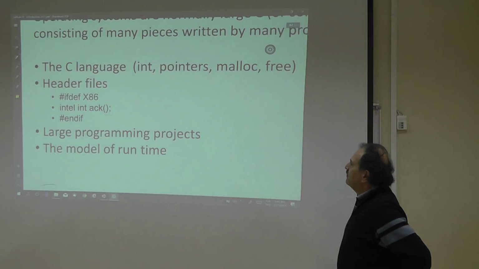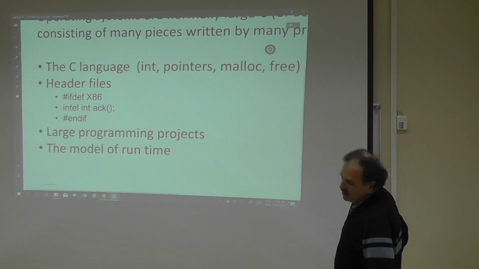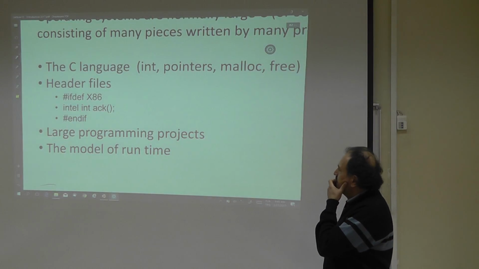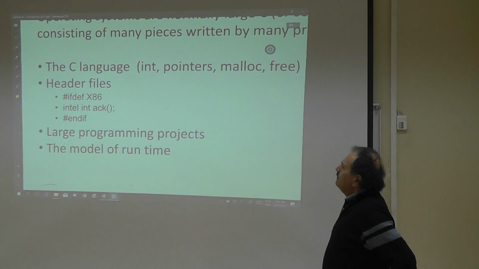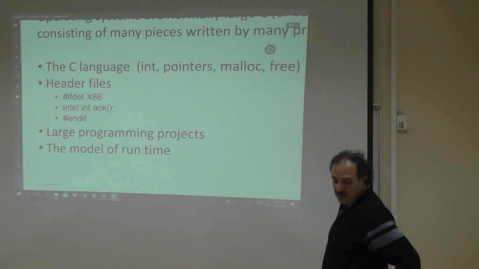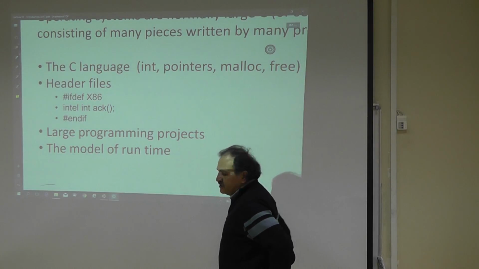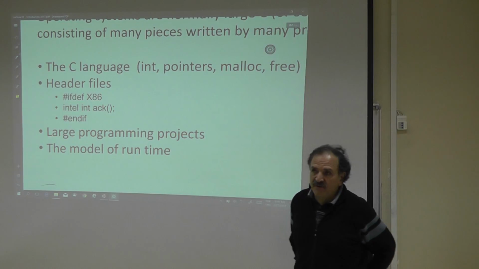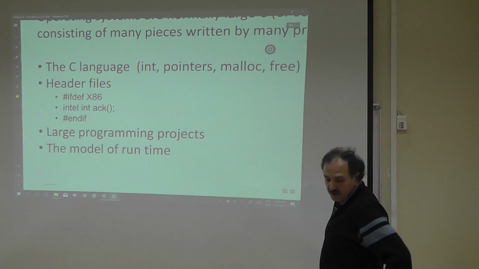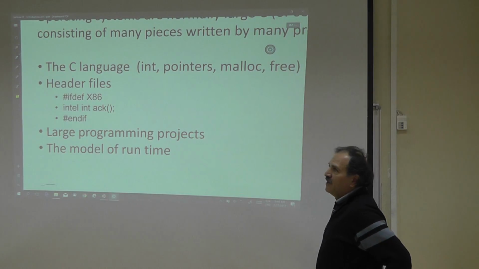Sometimes with the operating system header files, we have this kind of code. Can you understand what it does? What does it say? If I am compiling this operating system on an Intel CPU, then I should have this acknowledgement function, Intel integer, okay. So most of the time, especially for Linux, if you are compiling it on different platforms with different hardware, you have these kind of conditional compilation statements. They say that if I am being compiled on this kind of hardware, then I will have this. Otherwise, I will do that, because your behavior is going to change depending on your hardware.